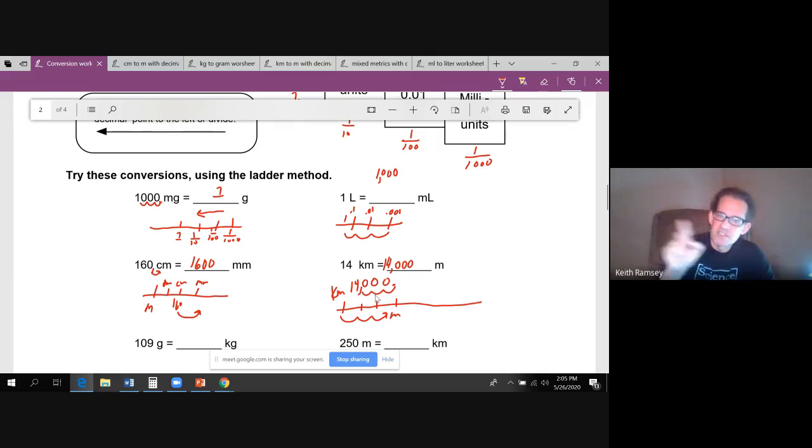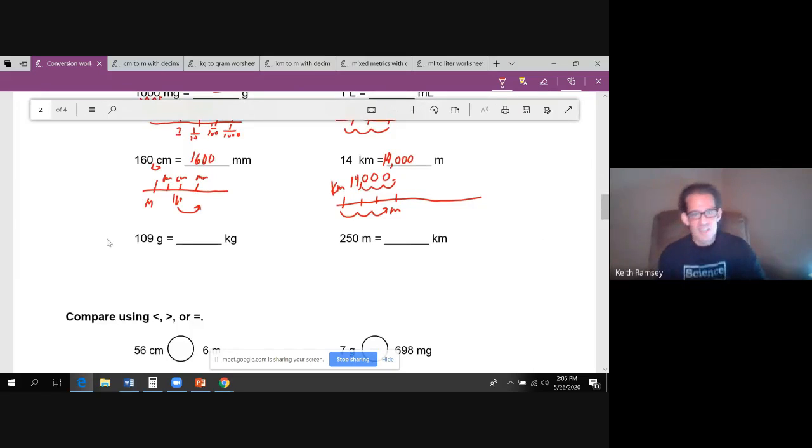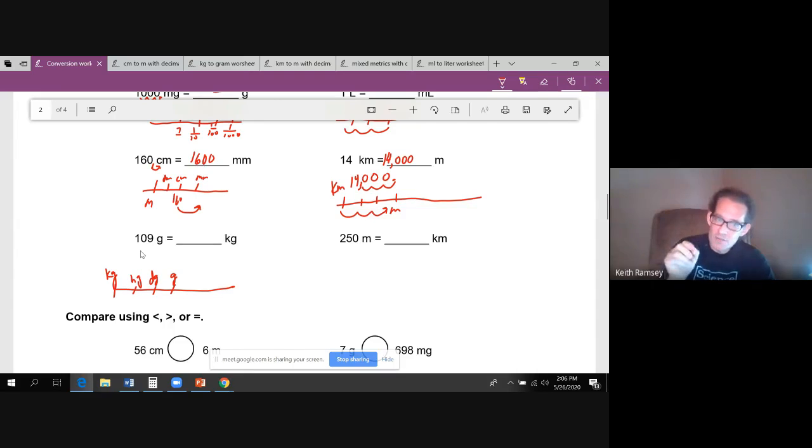So if you just pay attention to which way you're moving that decimal, it's really easy to convert in the metric system. So here I've got kilograms. Kilograms are really big. Here's my chart. Here's a gram, here's a decagram and a hectogram, and here's my kilogram. So I know I need 1,000 grams to equal 1 kilogram.